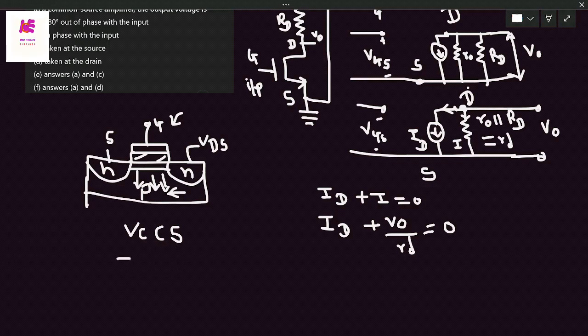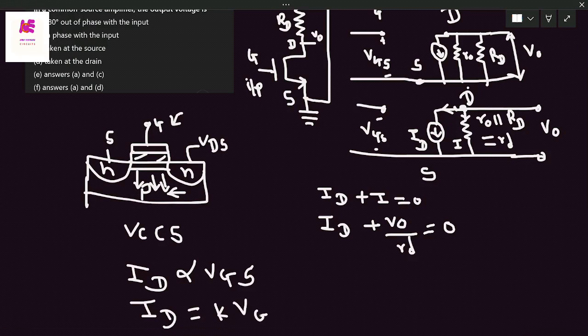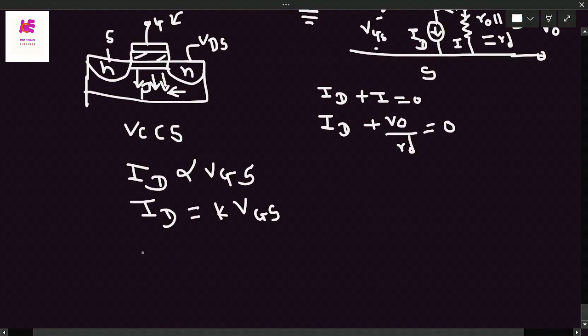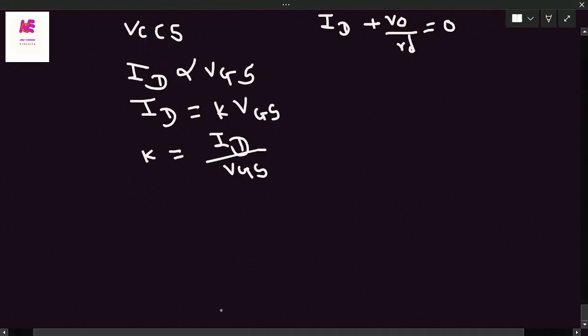And therefore, the drain current is proportional to the VGS voltage, or gate voltage. So the drain current is equal to some constant, say K, times VGS, and this K is nothing but ID by VGS. As per Ohm's law, R is the voltage divided by current, but here we are getting exactly the opposite, ID by VGS.